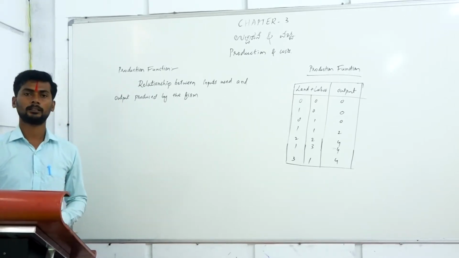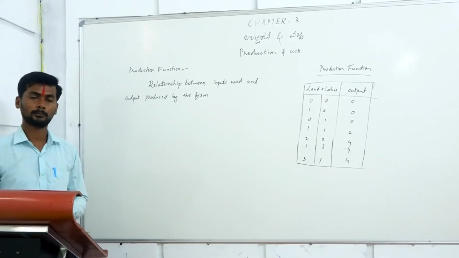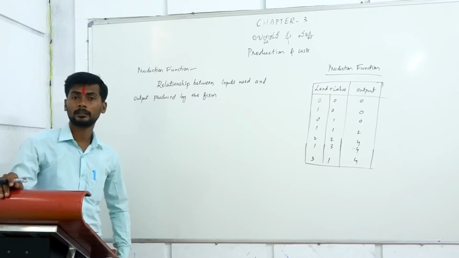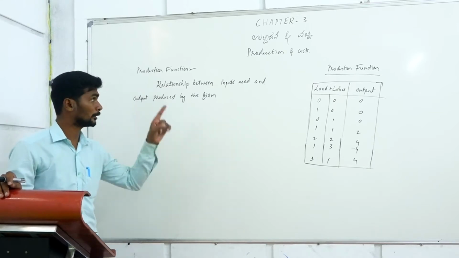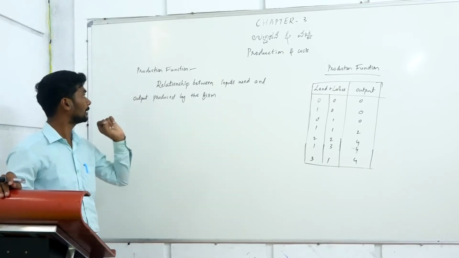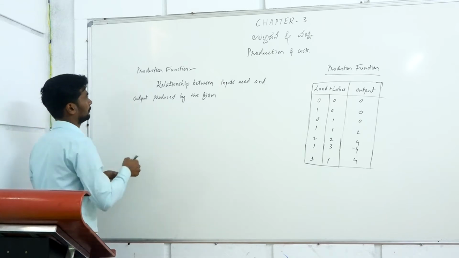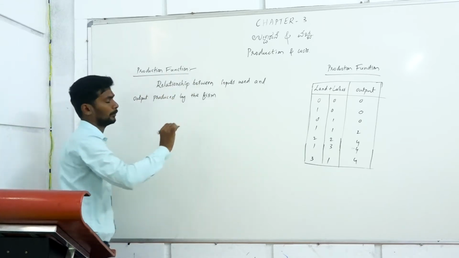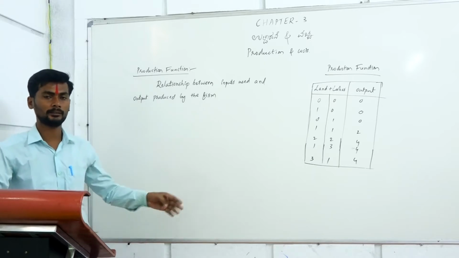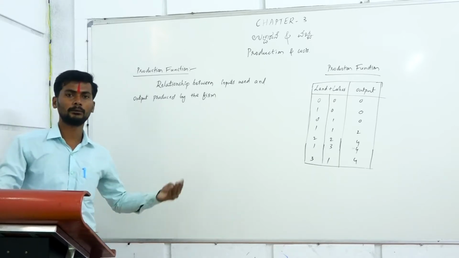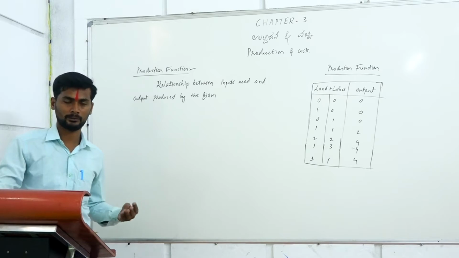Hi, one and all. In this video, I am going to start production function. This is the third chapter of microeconomics, production and cost. In that chapter, I am going to deal with production function. You already know what is production. In the last video, we discussed in detail about production. In this video, it is a new concept, that is production function.